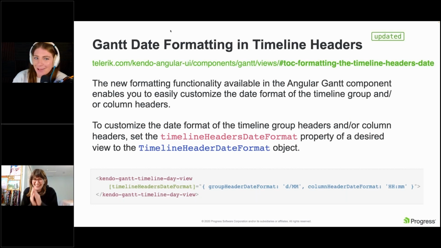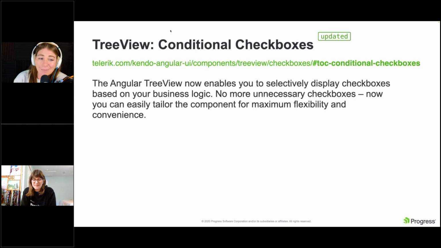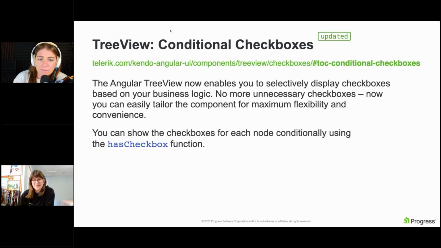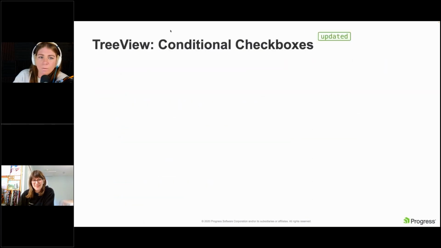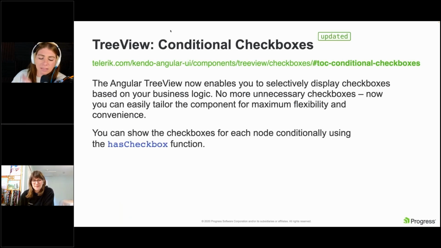But yes, that is the update to Gantt. TreeView now has conditional checkboxes that you can enable. And I think I have, do I have them? I didn't screenshot it. If we have a hot sec, we'll go to that link because it's really cool. Essentially, it's the TreeView as you normally have it, but now with checkboxes beside each item that are checked or unchecked. So you can attach that to those pieces of data within the tree. And it is with a hasCheckbox function that you can now enable.